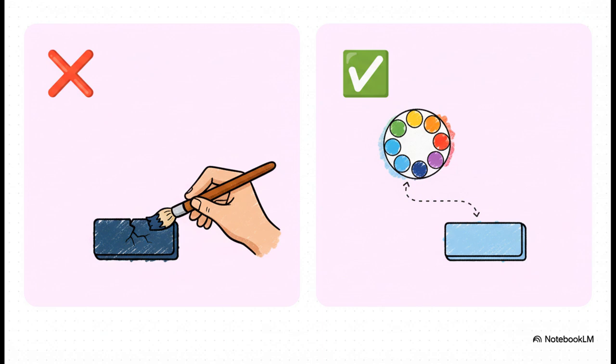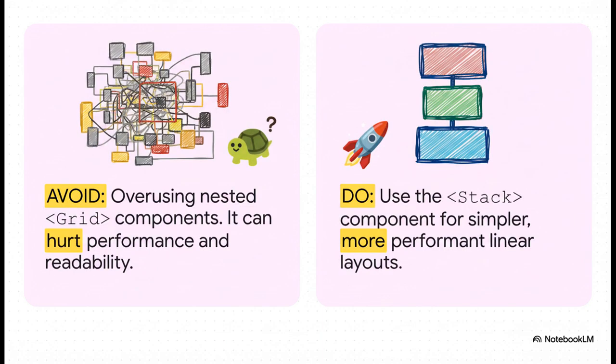It's future-proofing your code. And another one for layout, try to resist the urge to nest grid components inside of other grid components over and over again. For simple vertical or horizontal layouts, like a list of items, the stack component is so much simpler, easier to read, and it's actually more performant. It's all about using the right tool for the job.